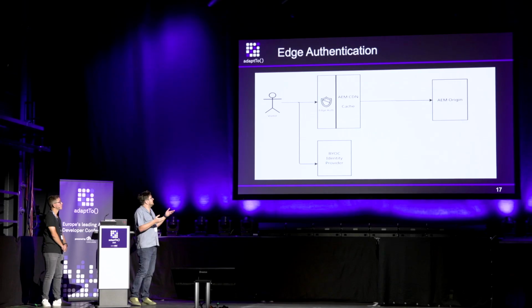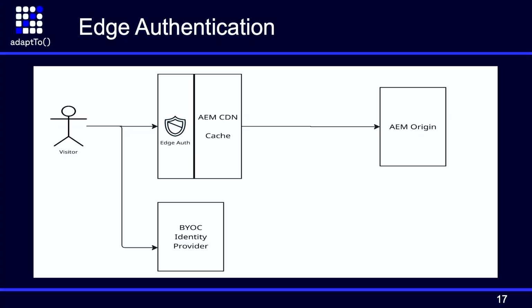So we end up in a solution where the visitor comes in the CDN, the first thing is checked if the session cookie is valid. If not, the user is redirected to the IDP. There is the classical OIDC authorization code flow. They log in, come back, and now a session is established. Everything is done before the AEM CDN cache, and then the request can be served from cache or from the origin.